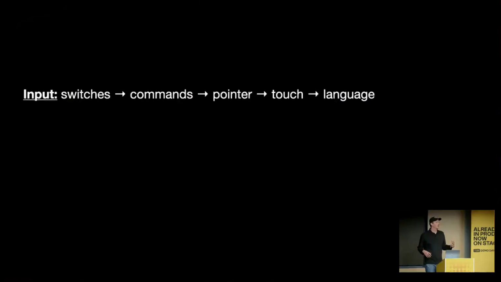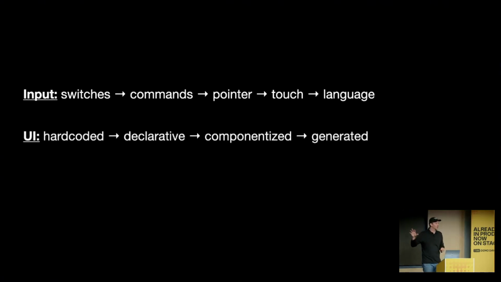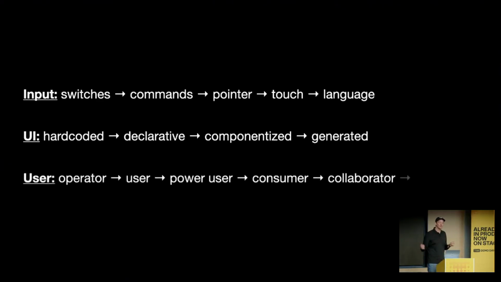On the input side, you can see this progression from switches to commands to pointers, cursors, to touch, and now to language. The UIs have gone from being hard-coded, in some cases physical switches, hardware, to declarative, to componentized, and now generated. And the user role has changed here. From the operator of the mainframe, to being just a user, to a power user, to a consumer, and now to a collaborator, and maybe soon to a director of AI agents.